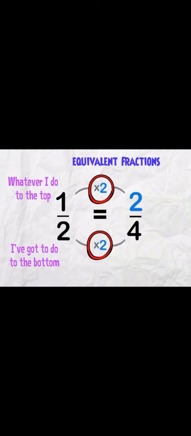I want another equivalent fraction to 1/2. So I will use another number. I can multiply by 3 now. 1 times 3 is 3, and 2 times 3 is 6. As you see here, if I multiply the numerator by 3, I should go to the denominator and multiply it also by 3, so I will get 6. So 1/2 and 3/6 are equivalent fractions.